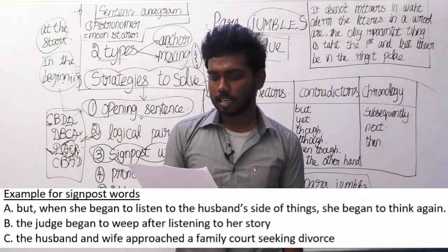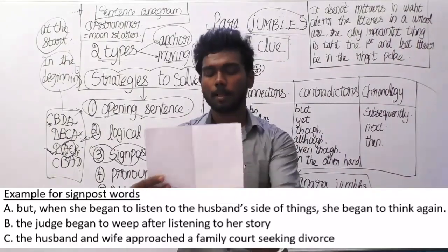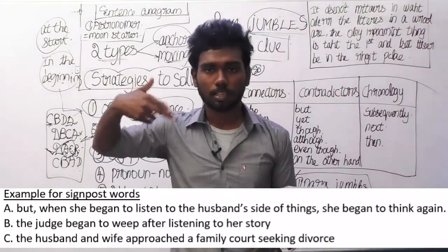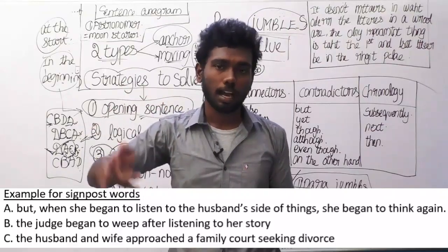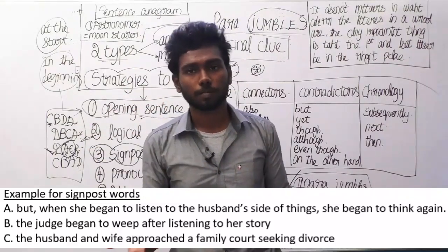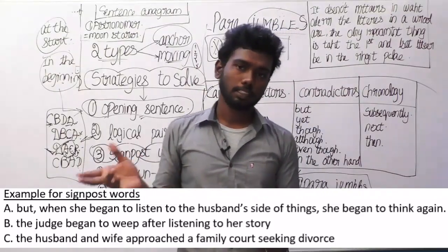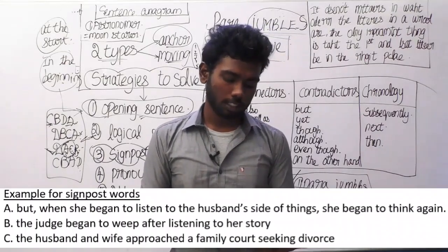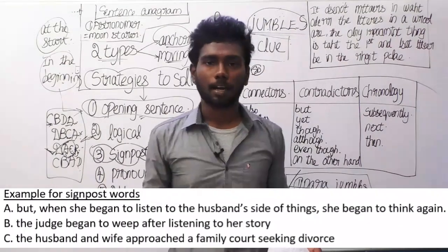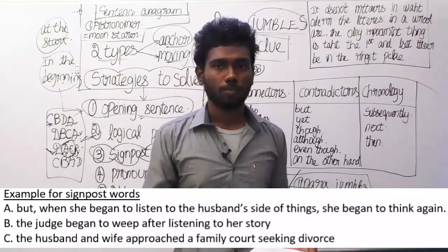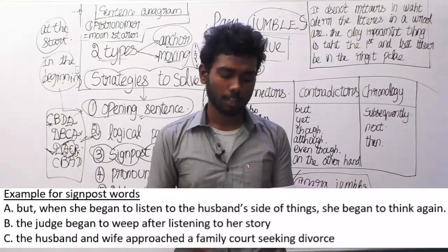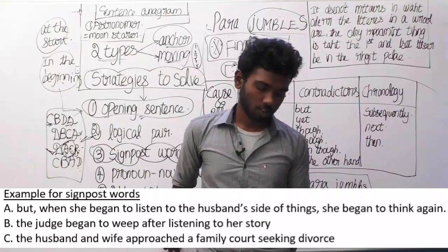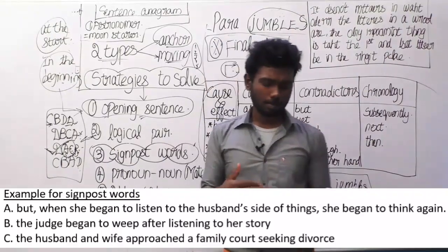So you can clearly see here that in the first sentence it is given that the judge began to think after listening to his story and began to weep after listening to her story. So the first sentence is obviously going to be the sentence number 3. The husband and wife approached a court seeking divorce. The first sentence is, a pair, a couple went to the court to seek a divorce. The second sentence will be, but is given there in the first thing. So will this but come in the second sentence?